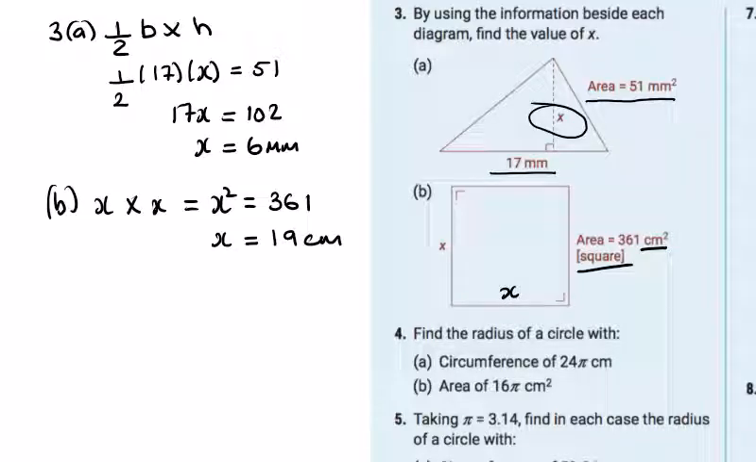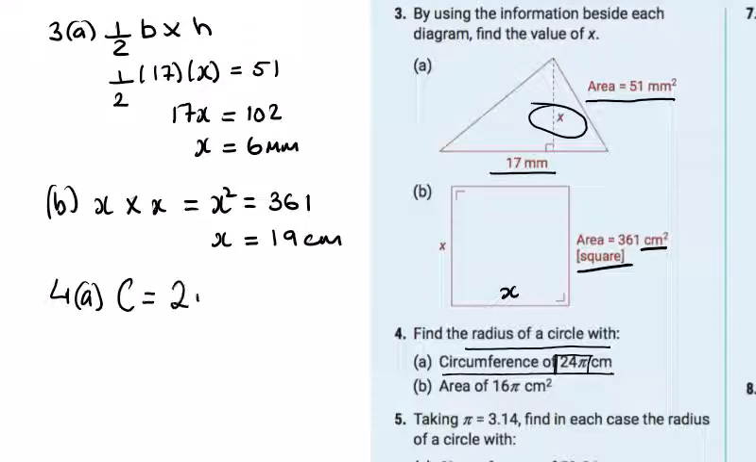Question 4, find the radius of a circle with circumference of 24 pi. So 24 pi is our circumference. So what can we say about the circumference of a circle? It is equal to 2 pi r. There's only one unknown, r, and this is equal to 24 pi. So you can divide across by 2 pi to leave yourself with r. So we divide 24 pi by 2 pi, we get r is equal to 12. And that's in centimeters.